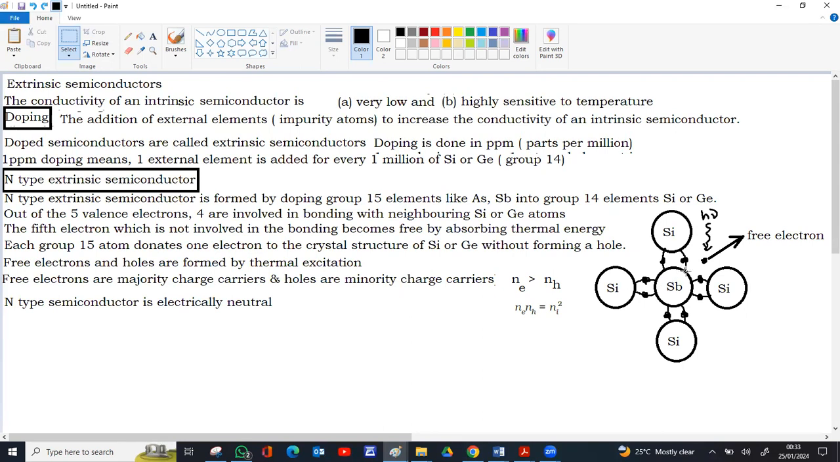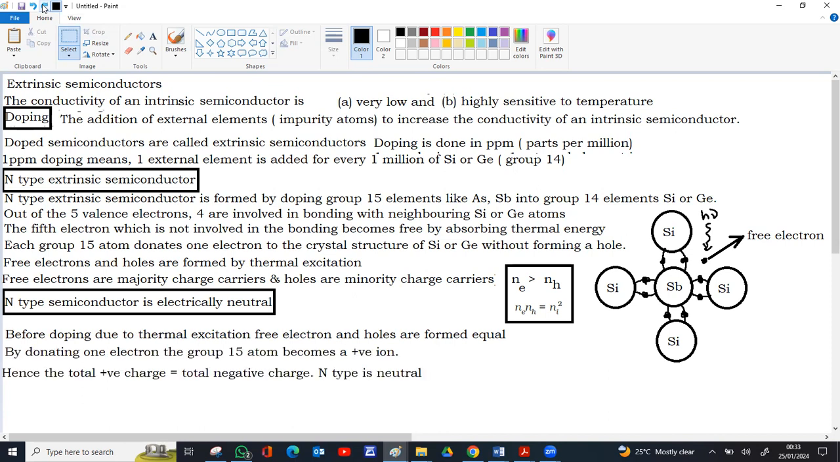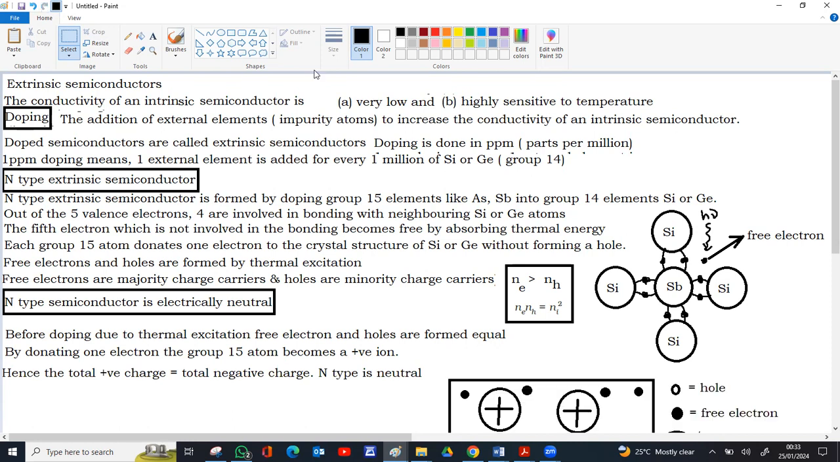After doping, one electron becomes free for conduction. When the electron leaves this atom, that atom which was neutral initially becomes a positive ion. So for every electron donated by a group 15 atom, the group 15 atom becomes a positive ion. So the electron just goes out, and the negative charge is balanced by the positive charge of the group 15 atom becoming a positive ion. So the system is electrically neutral.